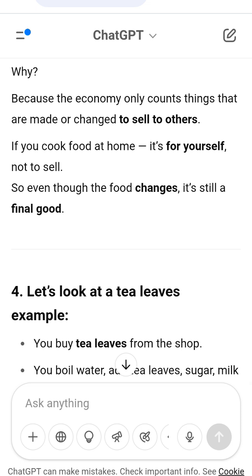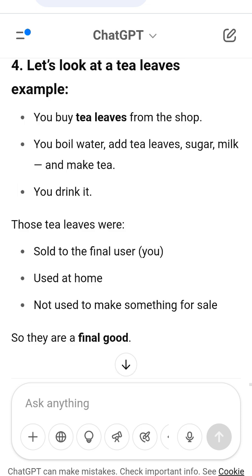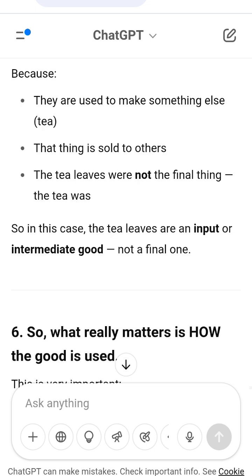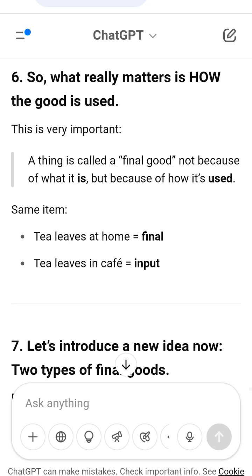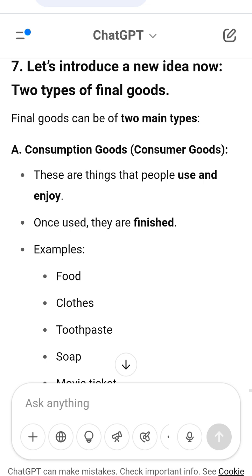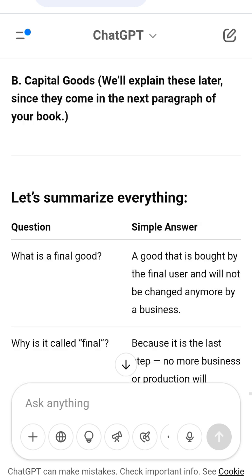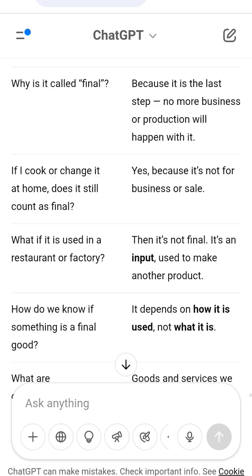Let's summarize everything. Question, simple answer. What is a final good? A good that is bought by the final user and will not be changed anymore by a business. Why is it called final? Because it is the last step. No more business or production will happen with it. If I cook or change it at home, does it still count as final? Yes, because it's not for business or sale. What if it is used in a restaurant or factory? Then it's not final. It's an input used to make another product. Whether something is a final good depends on how it is used, not what it is.